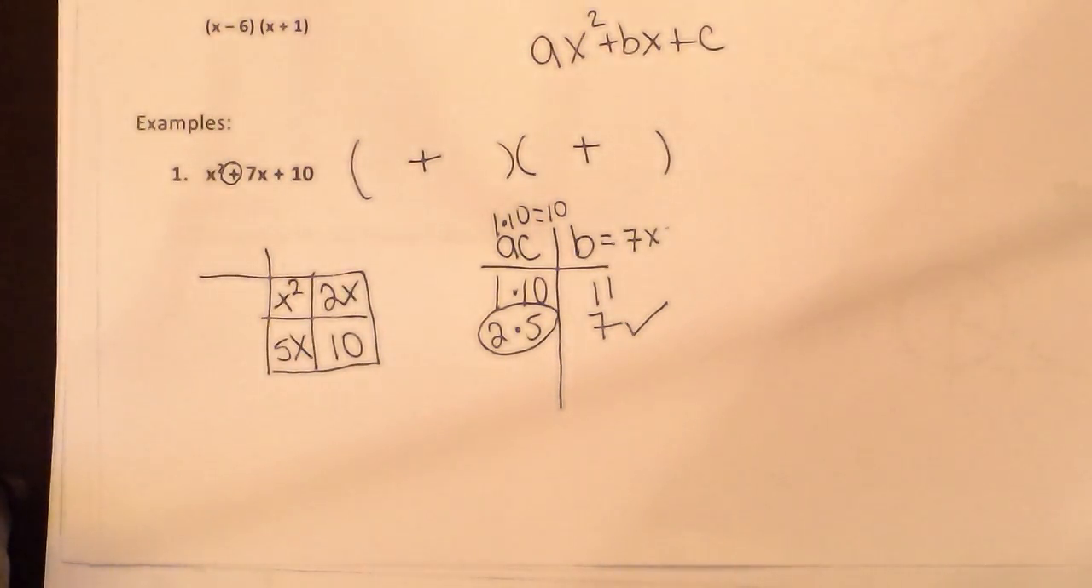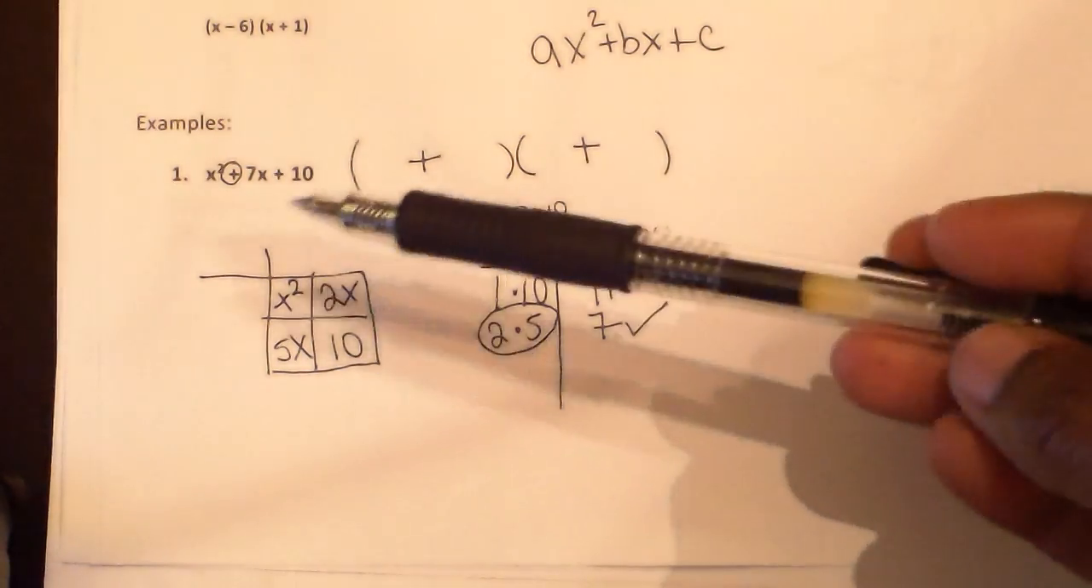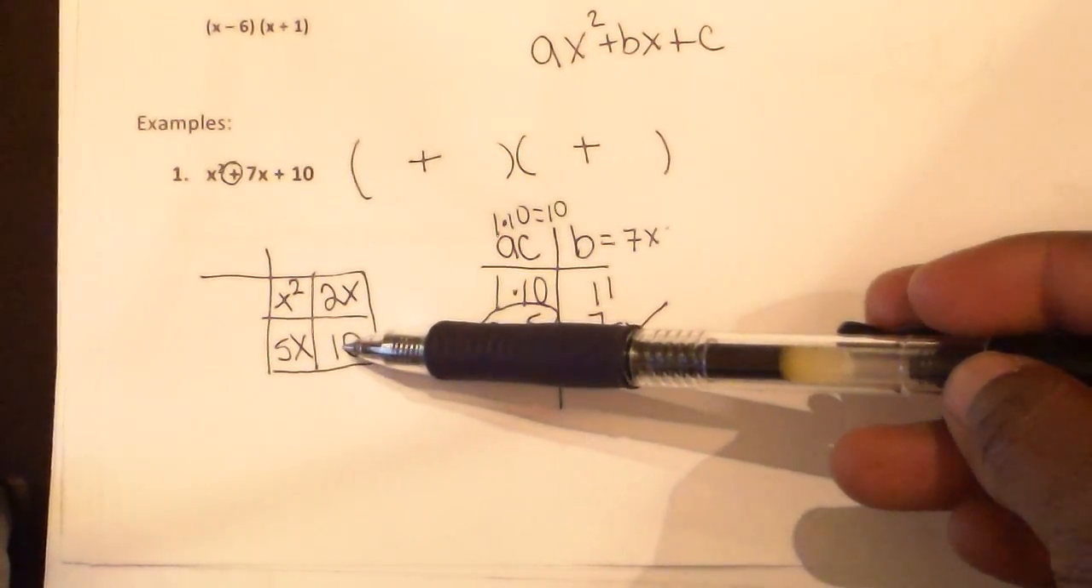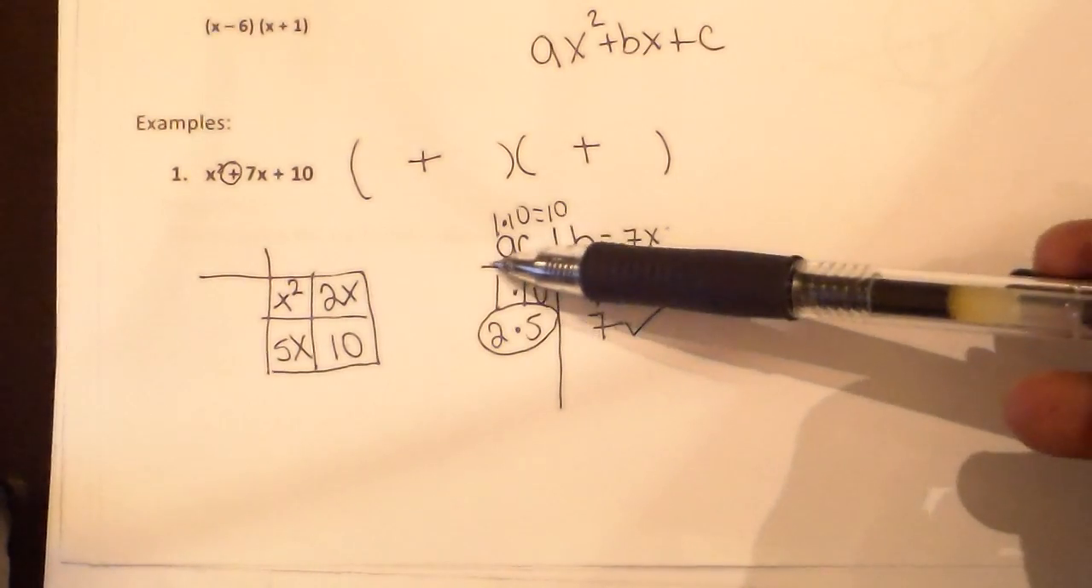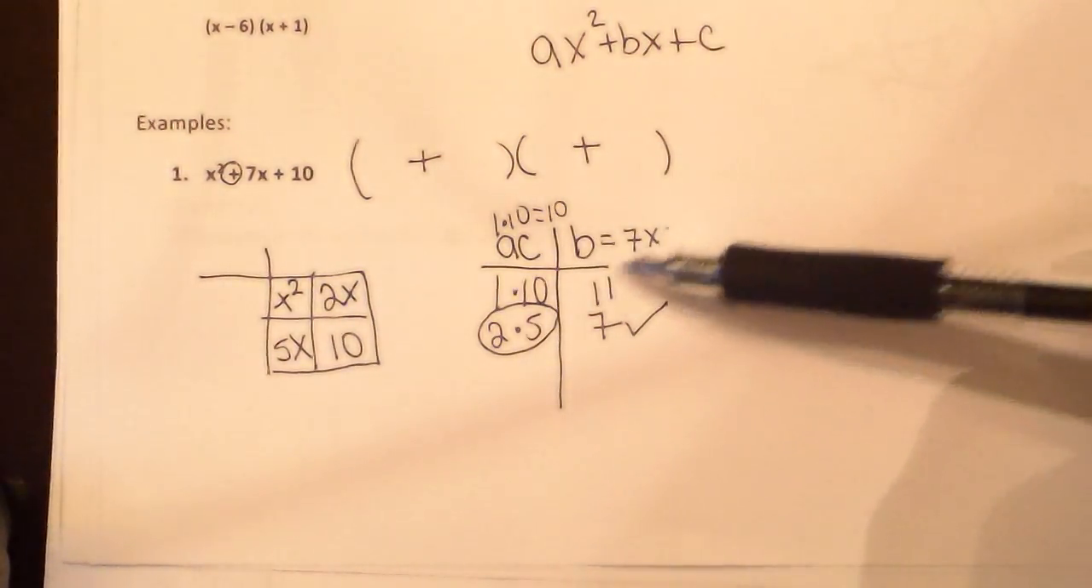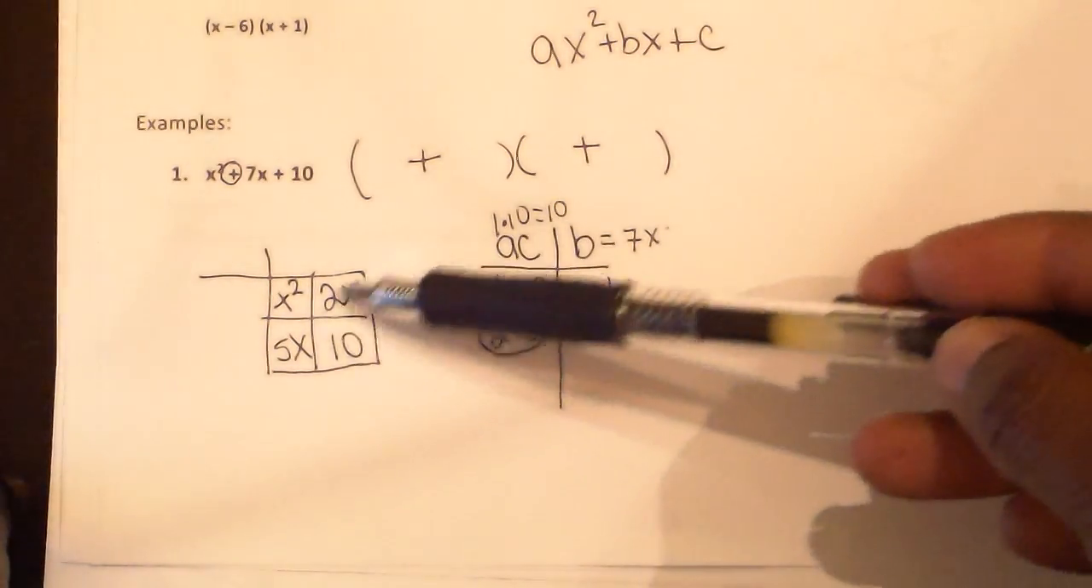It doesn't matter. You can put it wherever you want. Got that? So that's step one. So the first step, we wrote our first and last term. Then we came over here to see, okay, that a times c, which one of those will give us our middle term? 2 and 5 worked, so we plugged it back in.